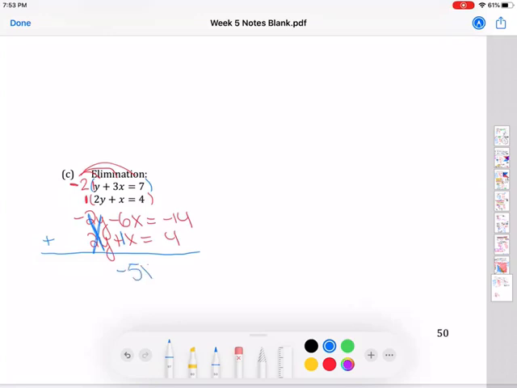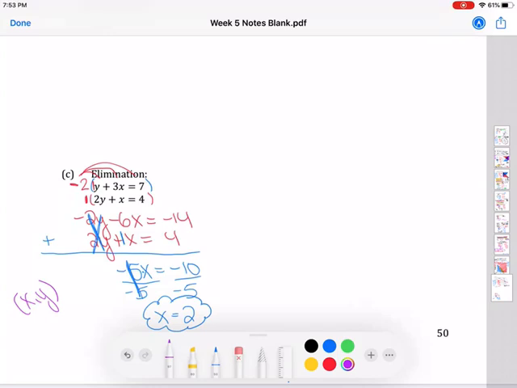I continue adding. Negative 6x plus a 1x is negative 5x. And negative 14 plus 4 is a negative 10. To get x by itself, it's being multiplied by a negative 5, so I divide both sides by negative 5. My negative 5's cancel, and negative 10 divided by negative 5 is a positive 2. Now remember, that's not your final answer because your answer should always be in that x comma y format.